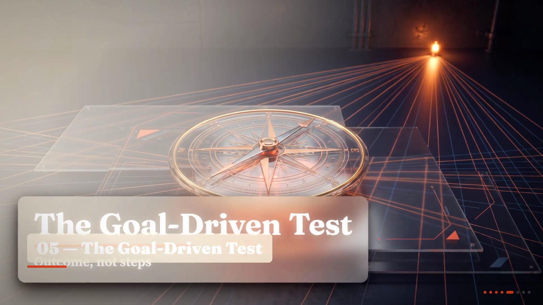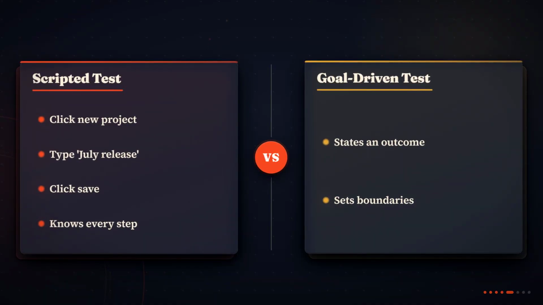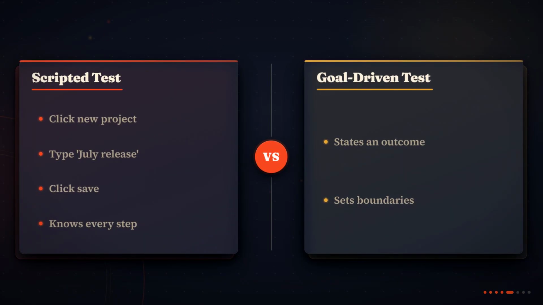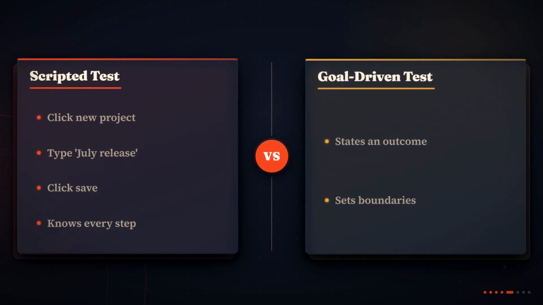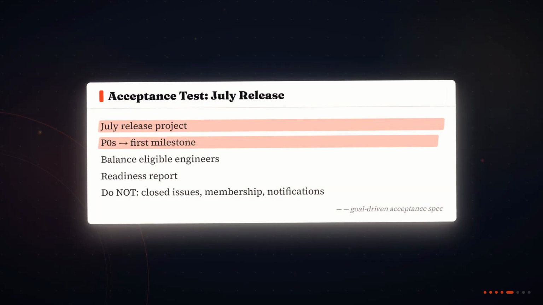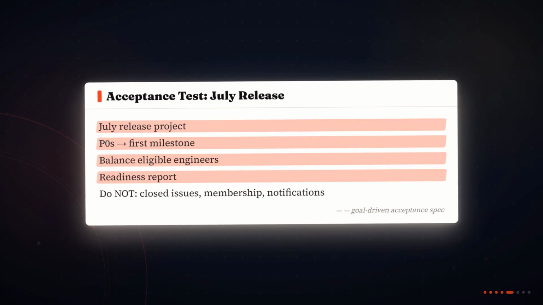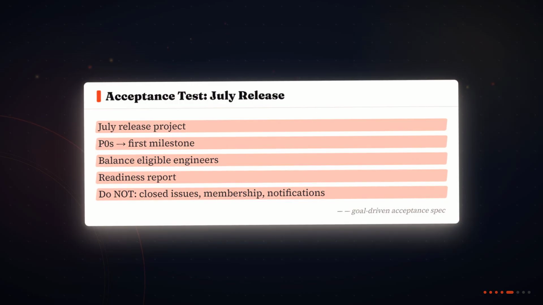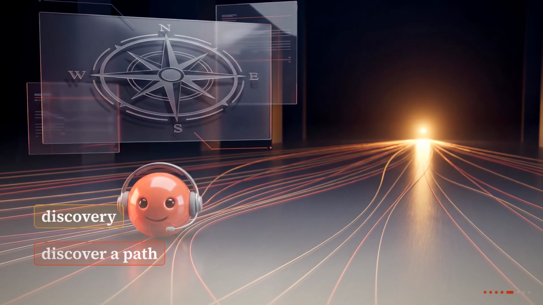Now for the payoff. Goal-driven acceptance tests. A traditional end-to-end test specifies the steps. Click New Project, type July Release, click Save. A goal-driven test specifies an outcome and boundaries. Create a July Release project. Place every P0 issue in the first milestone. Balance assignments across eligible engineers. Produce a readiness report. And do not edit closed issues, change team membership, or send notifications. The model must discover a path, and discovery is the whole point.